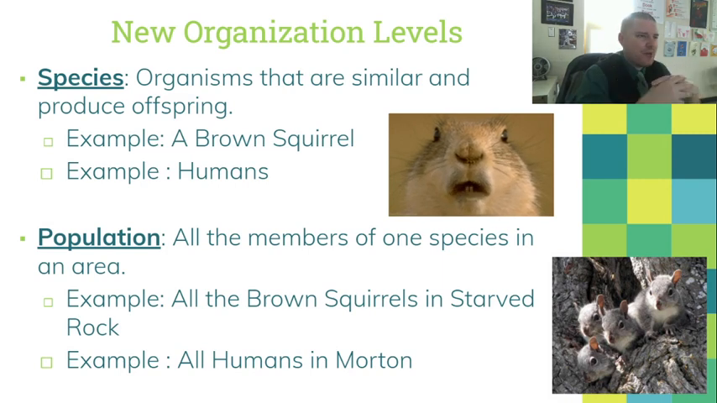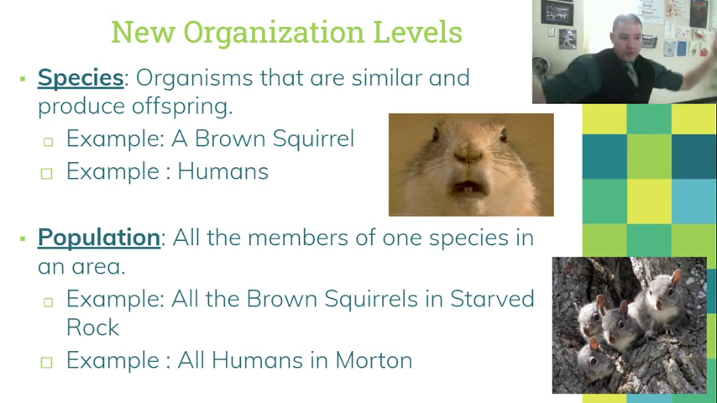So we're going to add what we call the levels of ecology to it. What are the different levels that we can look at within the environment itself? We can look at it from a species standpoint. The species are just organisms that are similar that can produce offspring. So like squirrels, humans, tree, bush. Whenever you're talking about a singular thing, that you're talking about a species.